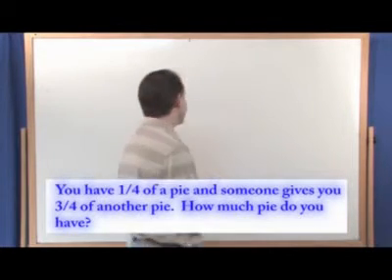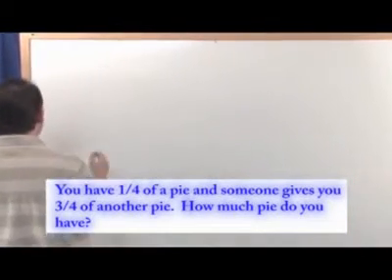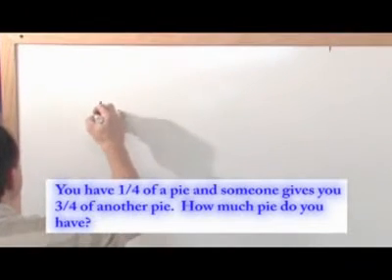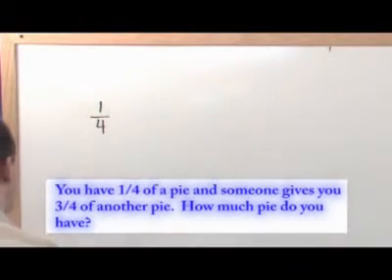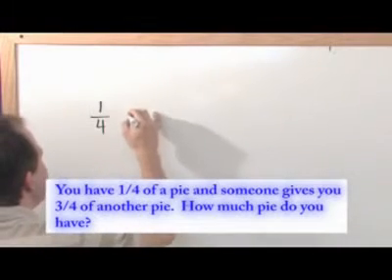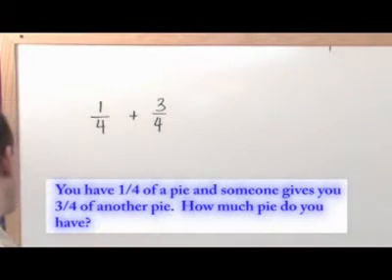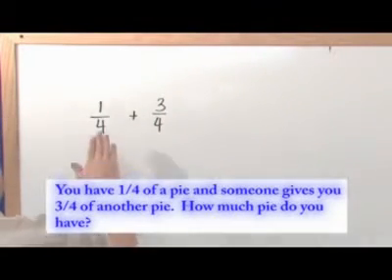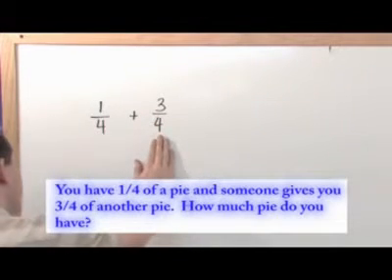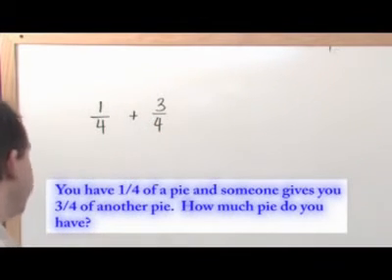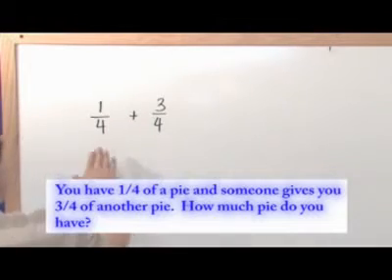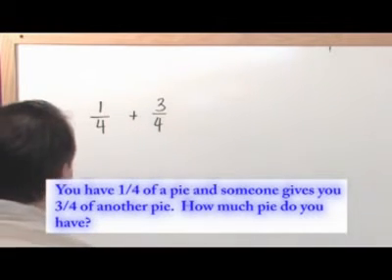Okay, so let's think about this for a second. We know that one person gives us 1/4 of a pie, and we're adding to it 3/4 of a pie. So just as before in the course, we know that we have to add these things together because one person gives us 1/4 of a pie, another person gives us 3/4 of a pie, and we're trying to find out how much we have altogether. So we know we have to add them together. The question is, how do you do that?